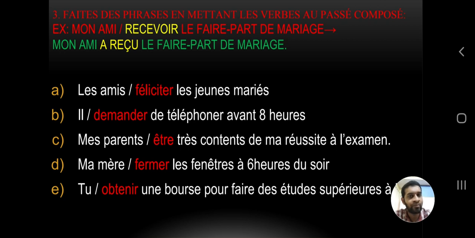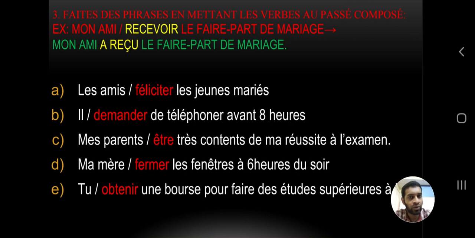So third one, mes parents être très contents de ma réussite à l'examen. Even the verb être will be conjugated with avoir in passé composé, but the past participle is été, with an acute accent on each E. So mes parents, third person plural: mes parents ont été très contents de ma réussite à l'examen. My parents were very happy about my success in the exam.